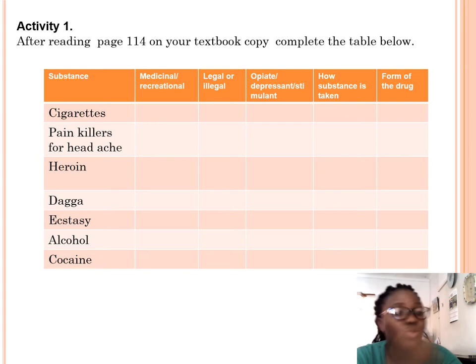You also have to say in what form the drug comes. Is it a liquid? Is it a powder? Is it a herb? That is for you to know, for me to find out if you really know it. All right, let us move forward. You have 10 minutes to do this activity and then we will discuss it. We will mark it in no time.